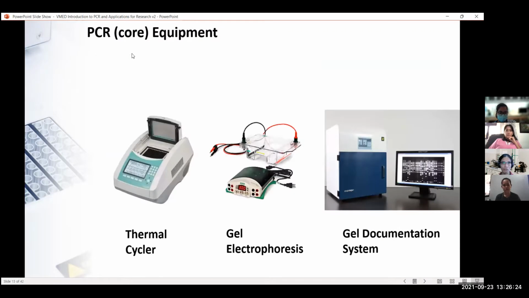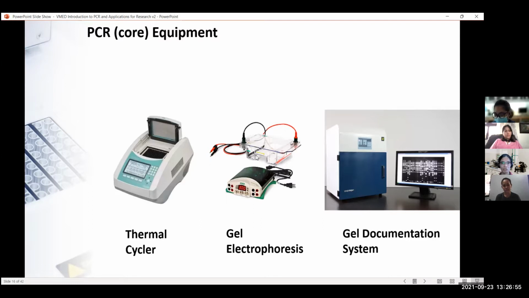So these are the PCR core equipment. This is the bare minimum that you'll need. So you have your thermal cycler. As you saw in the animation earlier, you need at least 3 temperatures: the denaturation temperature, the annealing temperature, and also the extension temperature. So the thermal cycler will be the one performing all those thermal cycles. This is just a very fancy hot plate. It changes your temperatures depending on your need.